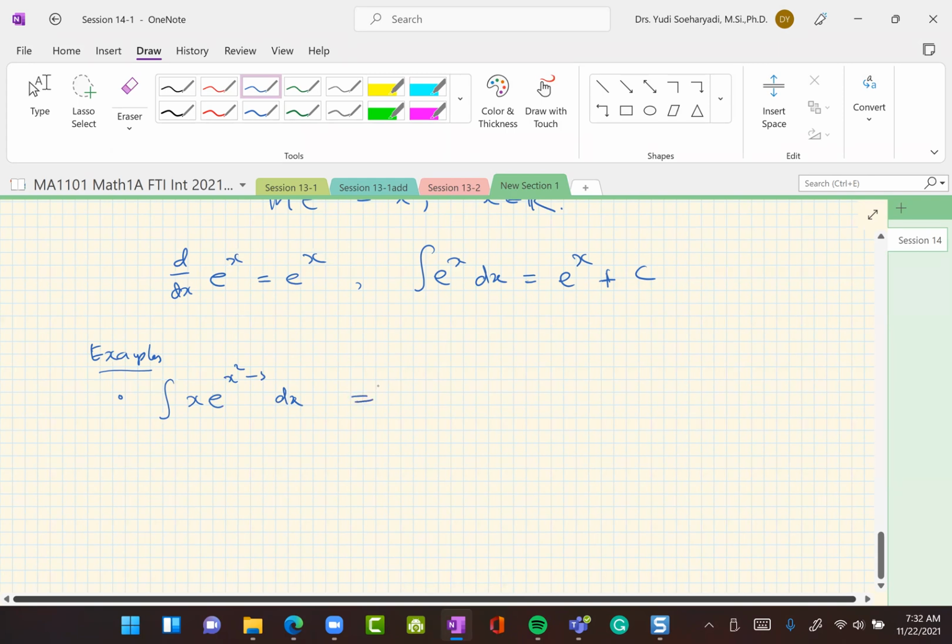Okay, so this is substitution. In this case, u equals x squared minus 3. Why? Because the derivative is 2x, and we have this x, which is just a multiple of the derivative. All right, so du is 2x dx. So you do the substitution and you get 1/2 the integral of e to the u du. Okay, so this gives you e to the u, plus c. Then you substitute back.